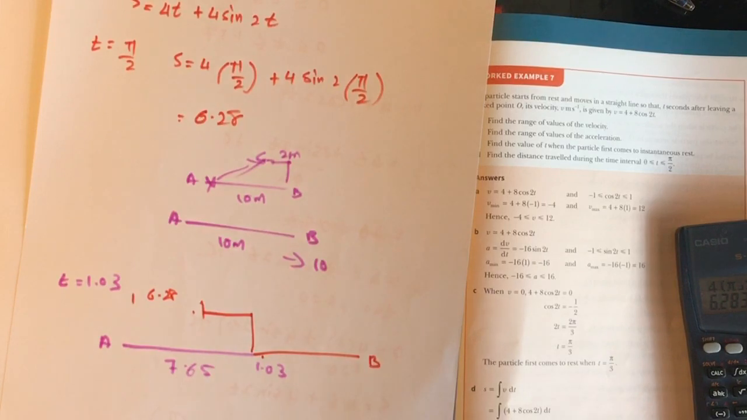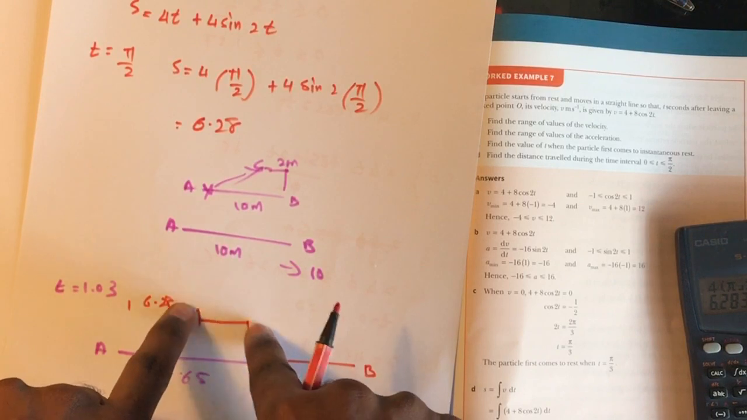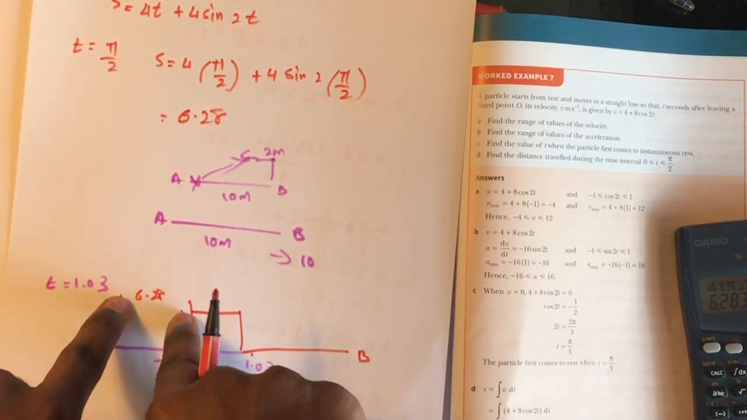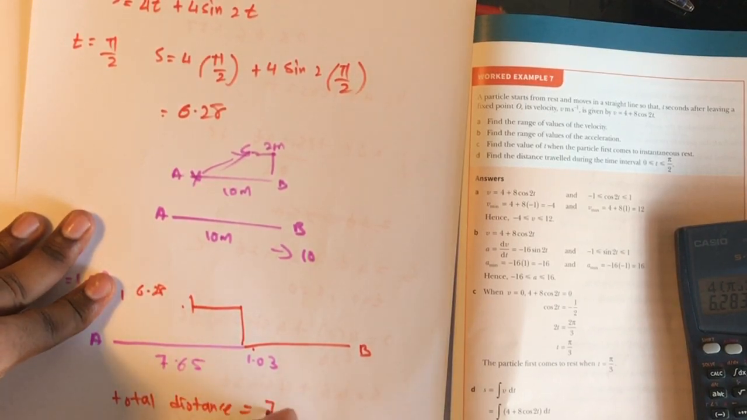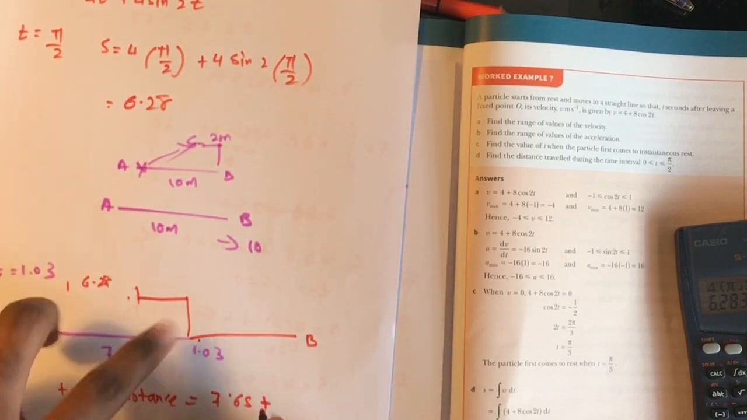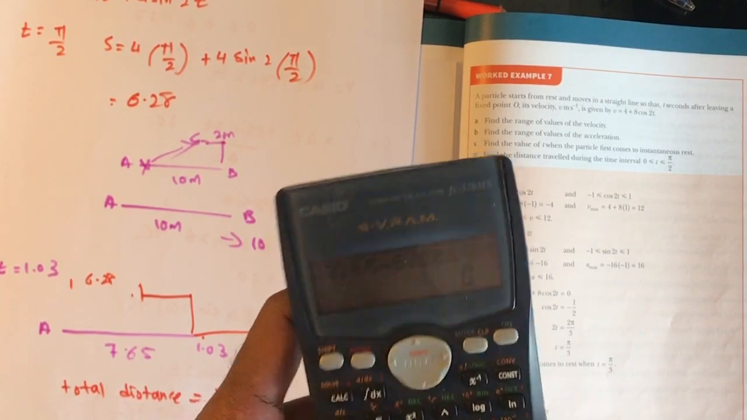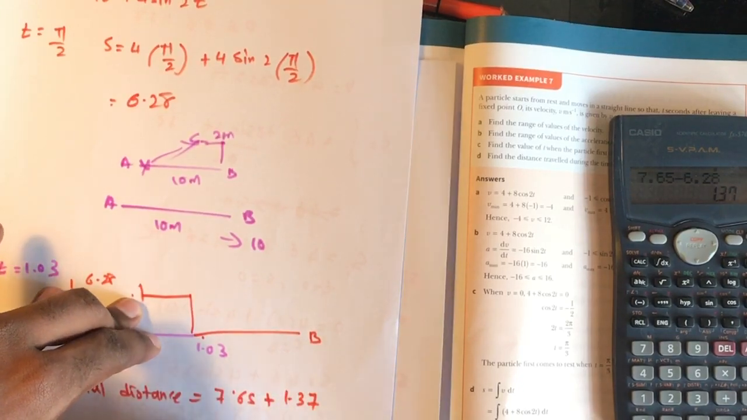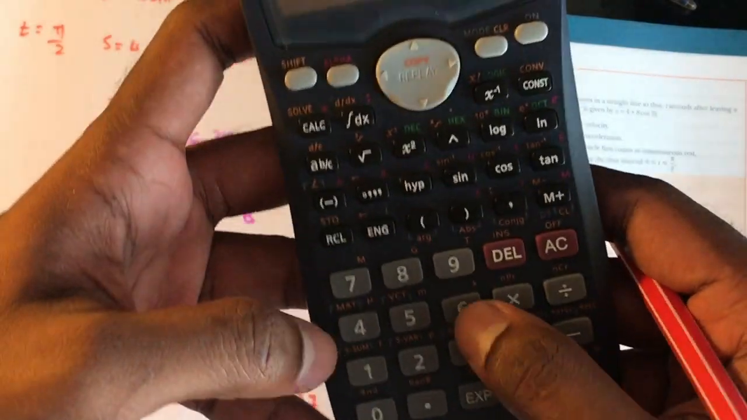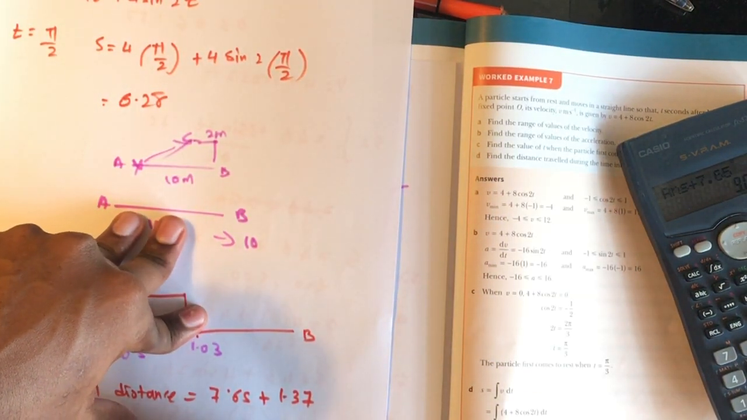Okay, so what we need to do, we want to find the total distance traveled, right? So first he traveled 7.65, and now we want to know how much is this distance. So 7.65 minus this, we will get this. So your total distance here is 7.65 plus, you minus this 2. 7.65 minus 6.28, so you get 1.37. So the truth prevails: yes, he didn't go to school, he bunked already. So you get 9.02 meters.